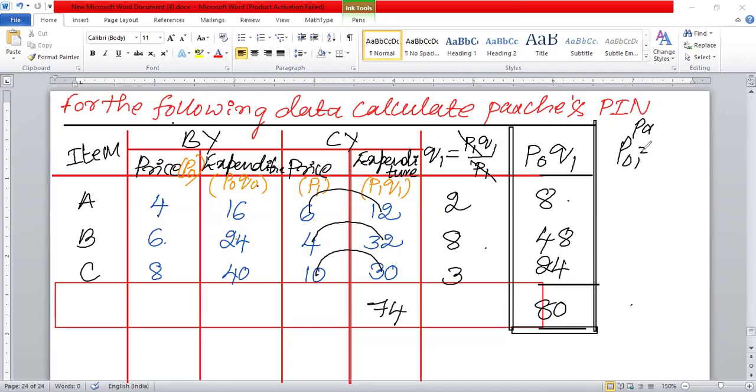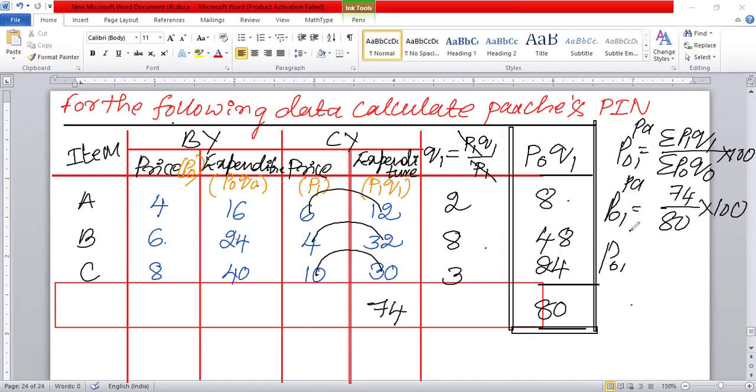Now, P01 Paasche's formula, summation P1 Q1 by summation P0 Q0 multiplied by 100. So P01 Paasche's is equal to 74 by 80 multiplied by 100. So 74 divided by 80 into 100, so 92.5.